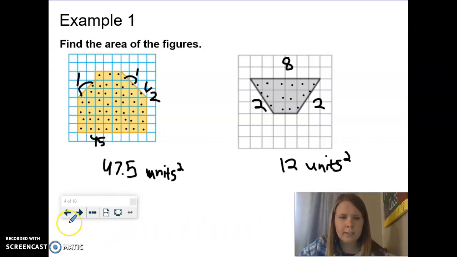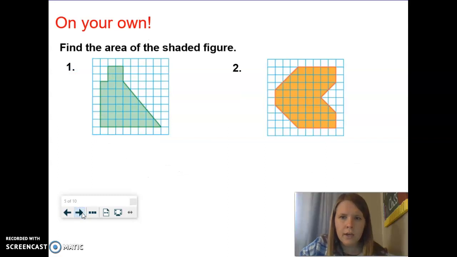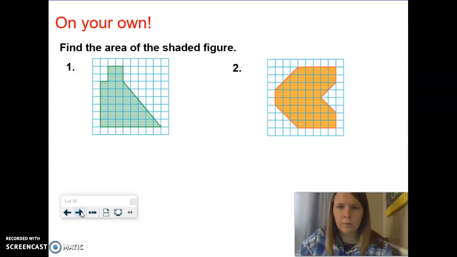Let's go ahead to the next part, which I believe is an on your own. Go ahead and pause this video. Hopefully they printed off okay on your note sheets. If not, just go ahead and pause this video. Try to count them up as best as you can. Count as many colored squares as there are. If there are half ones, try to combine them together so that they make one full square. Pause the video right now. When you come back, I will have the answers to these problems.